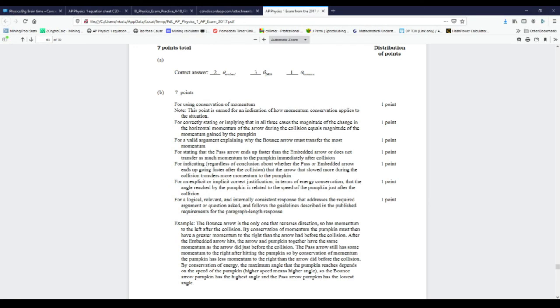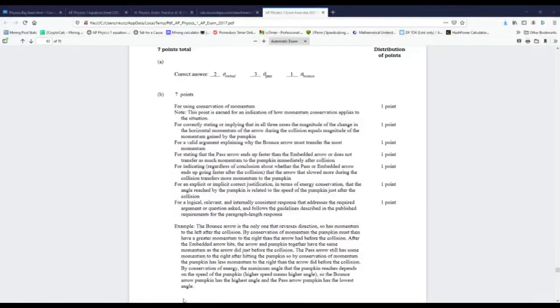So you had to talk about momentum, but you would still get at the very least 3 points for referring to energy, and also this point over here. But yeah, for the first 3 points you had to talk about momentum. So I guess that's fair. For an explicit or implicit correct justification in terms of energy conservation, that the angle reached by the pumpkin is related to the speed of the pumpkin just after the collision. All right. Yeah, that's just 1/2 mv squared equals mgh.